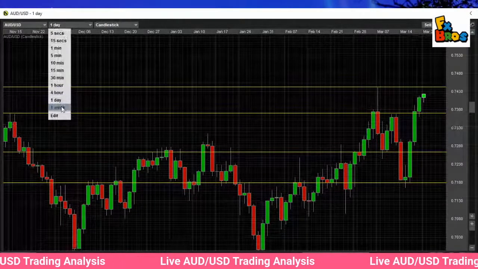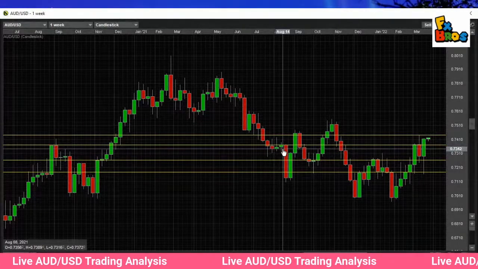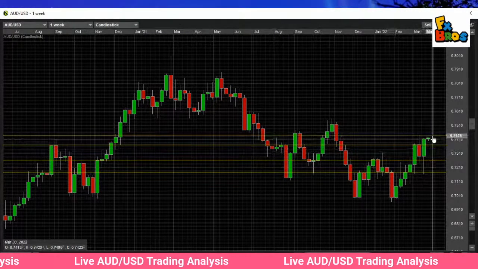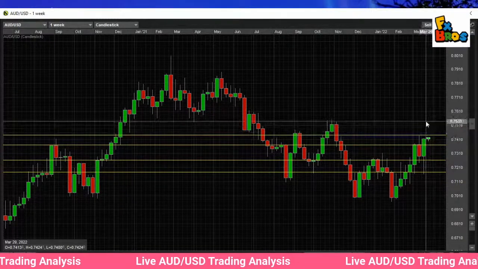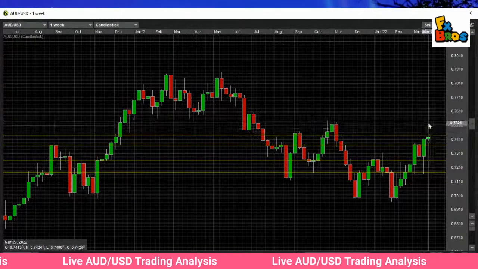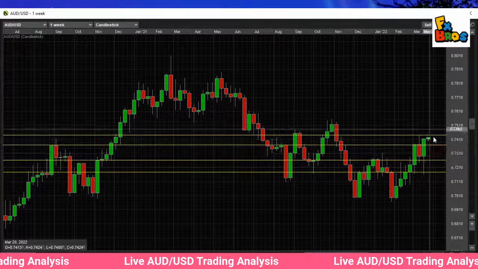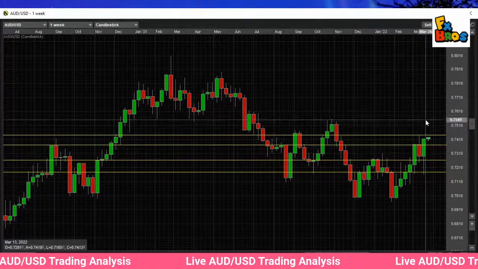See what the weekly looks like. So we basically gotta wait all week to see. I think it will probably break there and try to test this area, then come back down, maybe try to grab some other liquidity, and then push back up.